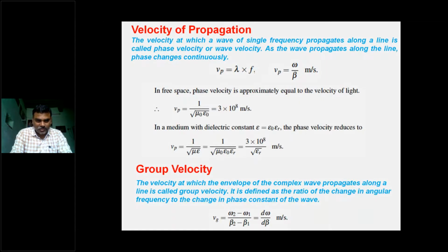And group velocity is d omega by d beta. That means the envelope of a complex wave velocity is called group velocity. See here, group velocity means there are many components, so there is the chance to have a complex wave transmitted, and for that complex wave, how much speed that envelope is propagating is decided by the group velocity. That group velocity is given by d omega by d beta, whereas the phase velocity, or the velocity of the wave, is given by omega by beta.